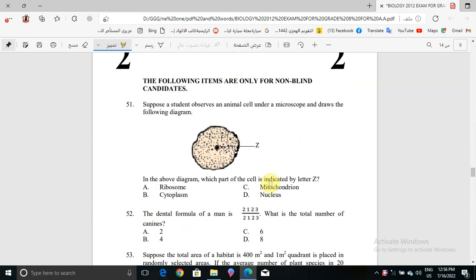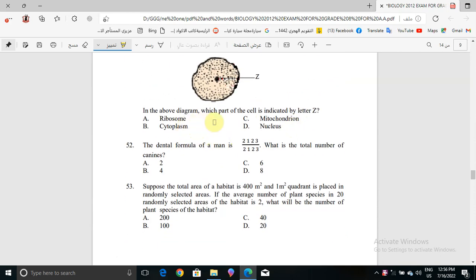Now in question number 51, it says suppose the student observes an animal cell under a microscope, draws the following diagram. Now in the above diagram, which part of the cell is indicated by letter Z? It will be the nucleus, right? That's inside the cell. It's in the center of the cell, so that means nucleus is the correct answer.